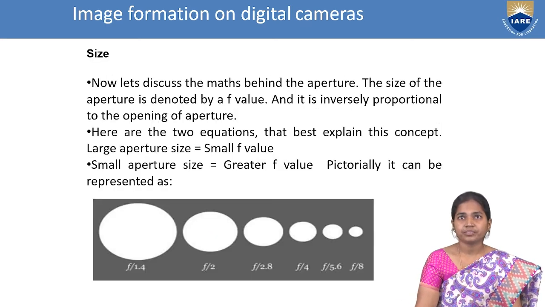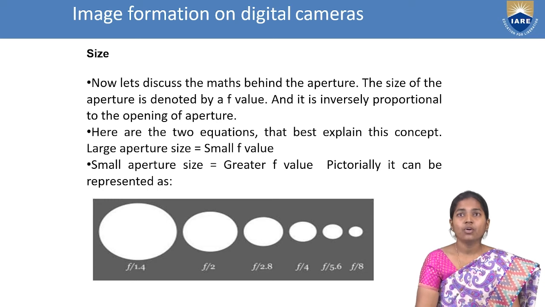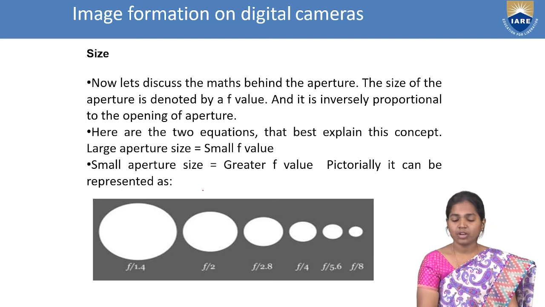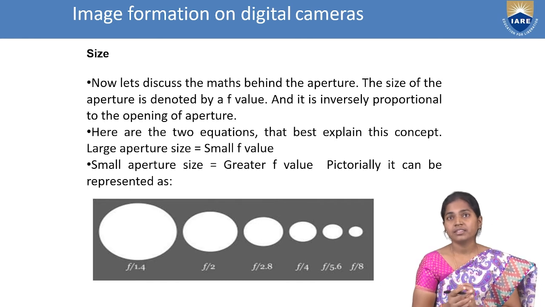Now let's discuss the size. Aperture is denoted by an f value, and it is inversely proportional to the opening of the aperture. Here a large aperture size gives a small f value, and a small aperture size gives a large f value. If the aperture size is small, the f value is increased. If the aperture size is increased, the f value is small.